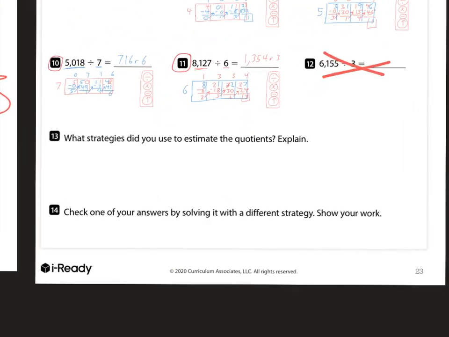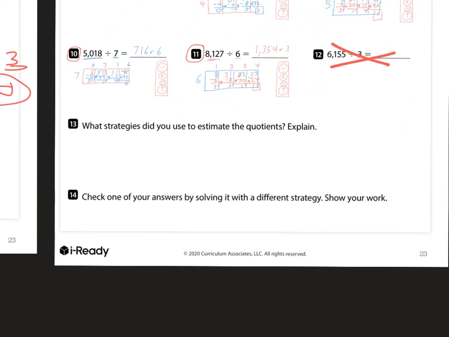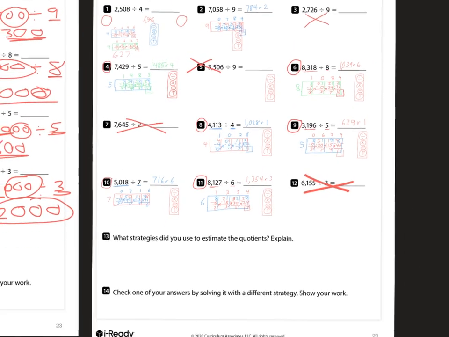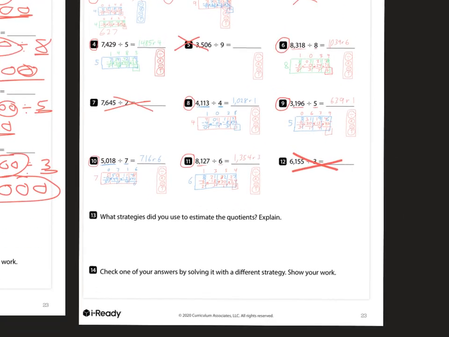And then finally, number 14, guys. It says check one of your answers by solving it with a different strategy. Show your work. I'll be honest, man. You can use area models and you can use arrays, but when it comes down to it, I've taught math for 15 years, and I can't tell you how easy it is doing this pop-up method. I would stick with that pop-up method and just roll with that.